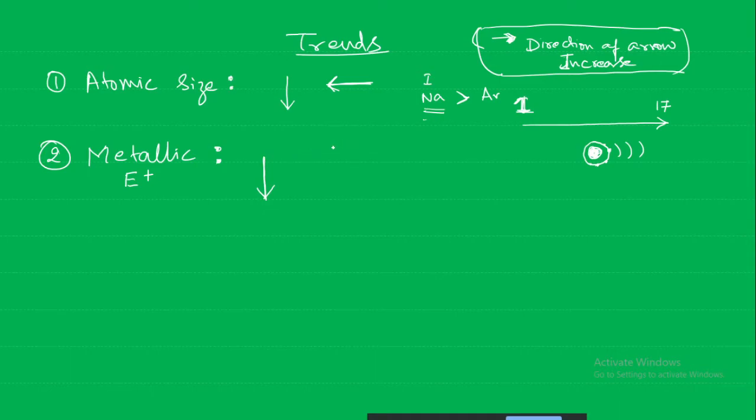What about across the period? It will decrease. So my arrow is correct. The same thing I will write for non-metallic nature.